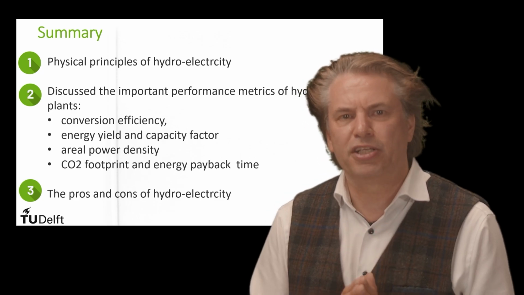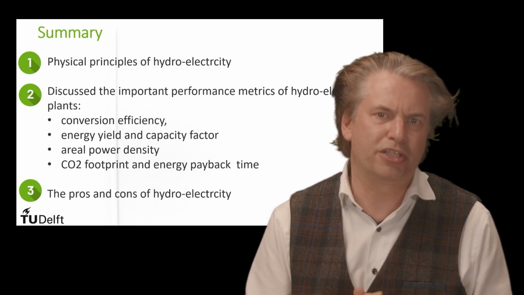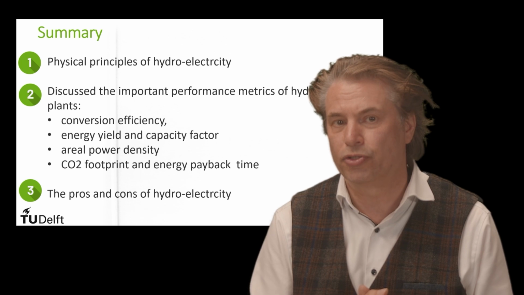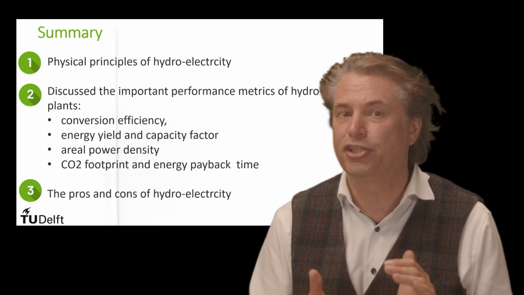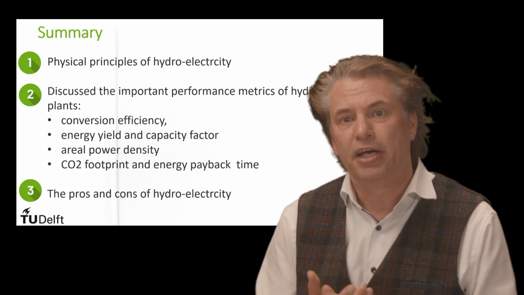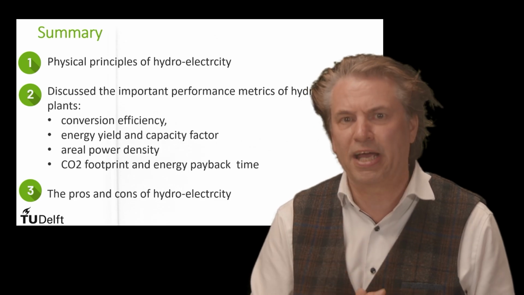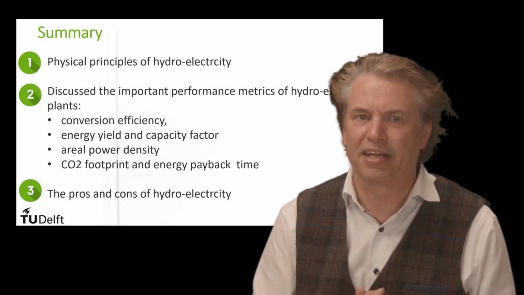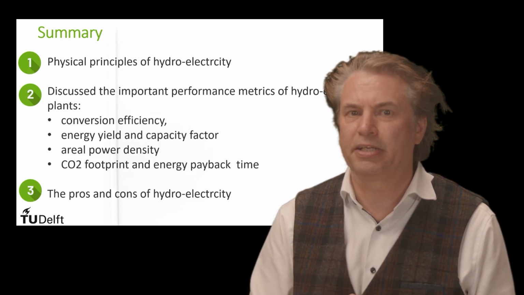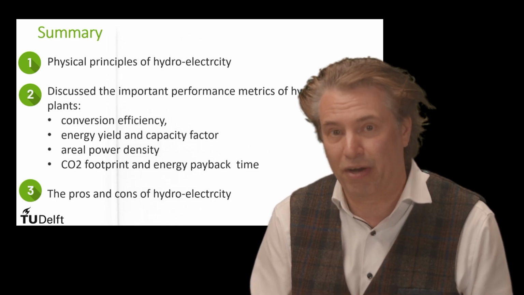The most important factors in producing hydroelectricity are the amount of water and the height difference. We have discussed the important performance metrics of the hydroelectricity plants. We have discussed the conversion efficiencies, the energy density, the typical capacity factors, which also can vary over the years, areal power density, the carbon footprint, and energy payback time. Hydropower can provide a constant source of energy and can even function as an energy storage source. The environmental impact of a hydro plant can be quite significant, however.